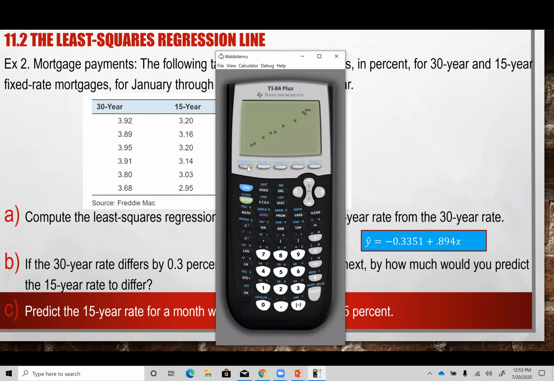draw a line on your graph, on your calculator, hit y equal to, and then you type in negative 0.3351 plus 0.894x. If you type in the equation that you found, and you hit graph, it will draw that line for you.